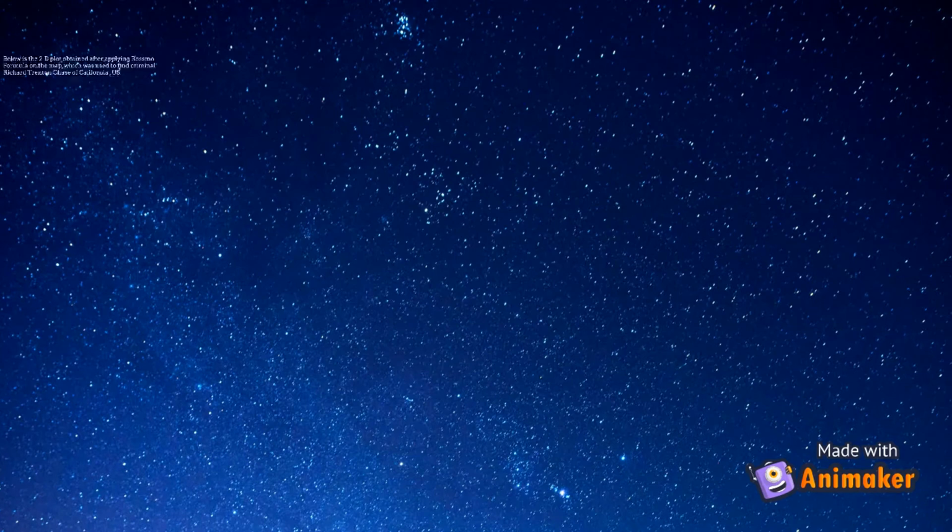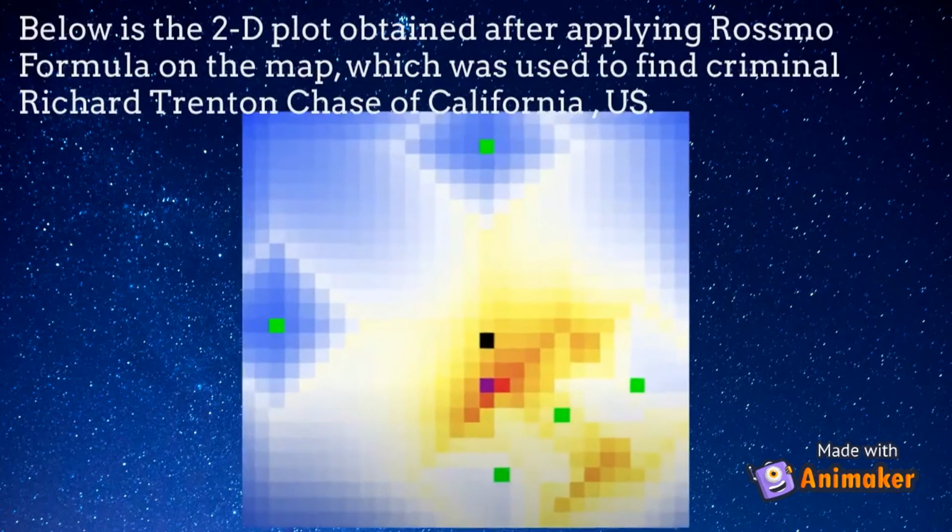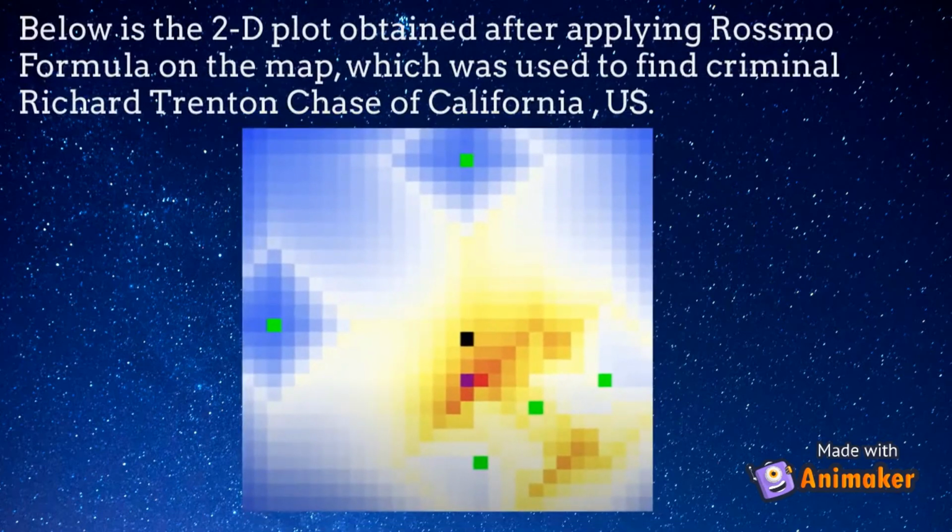Now let's look at one of its real-life applications. This is the 2D plot obtained after applying the Rosmo formula on a map, which was used to find criminal Richard Trenton Chase of California, US.